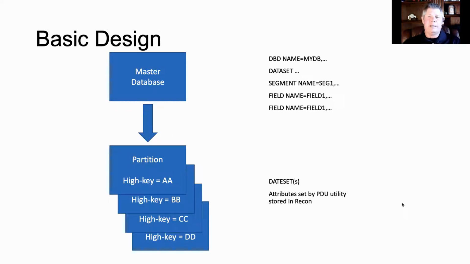HALDB consists of a master database and then a group of partitions. So you can see I've got the segment name and my fields, and I can use this partition database utility to create this information and store it. One of the things you have to do is set up keys. So you have your high keys for each partition, and they go in order. You have a partition with a high key, and your data below that, and then you do the same thing for your next set of partitions. This utility helps you set that up and get that stored into the RECON.